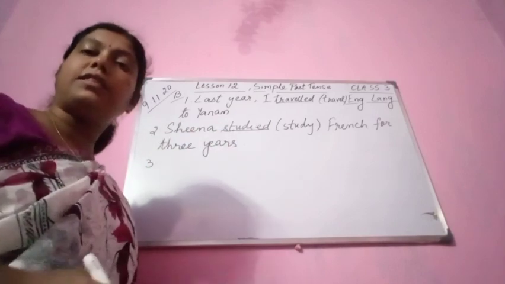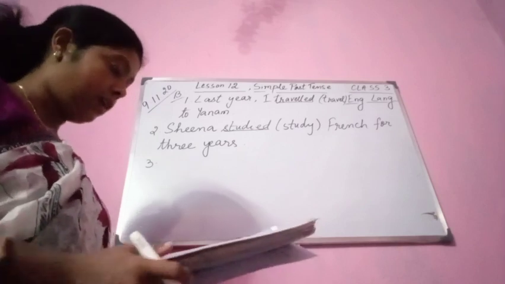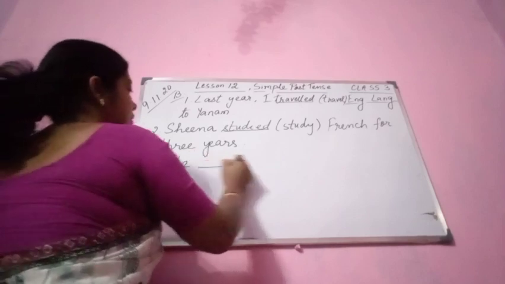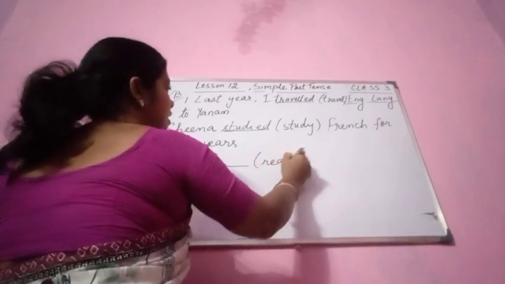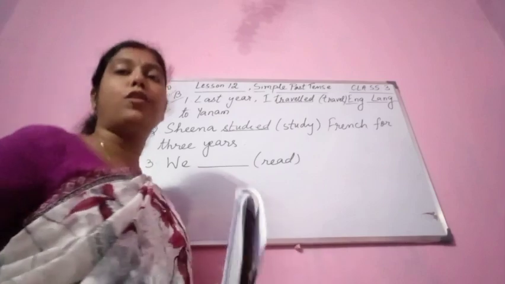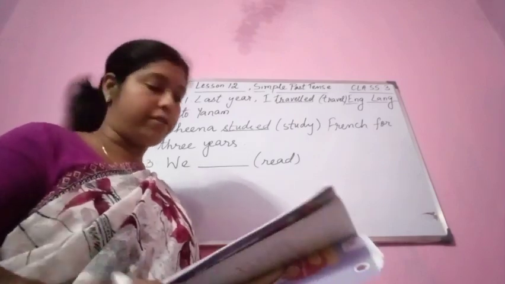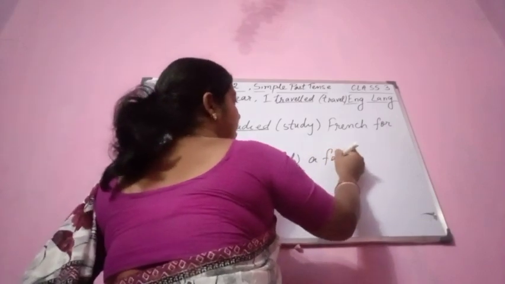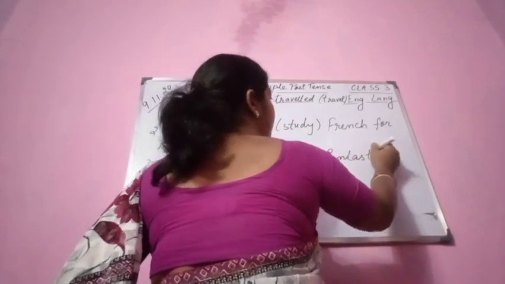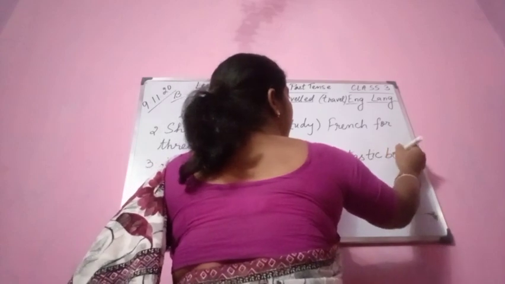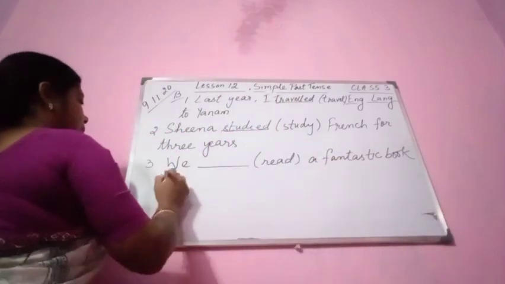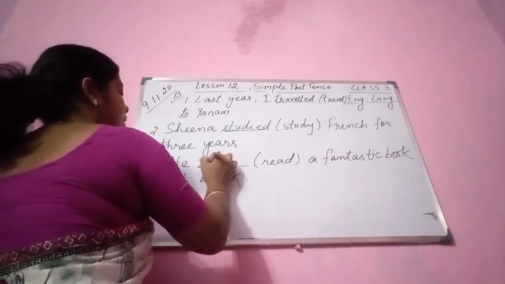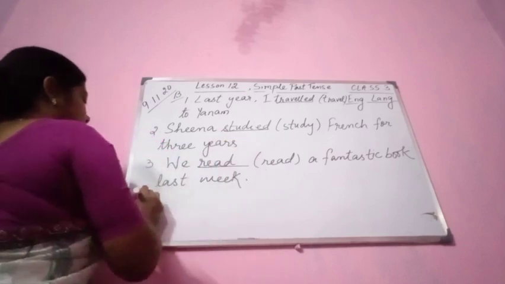We are changing these sentences into simple past tense. We dash a fantastic book last week. We read. The pronunciation will change, but the spelling will not change. Read will become read. We read a fantastic book last week.